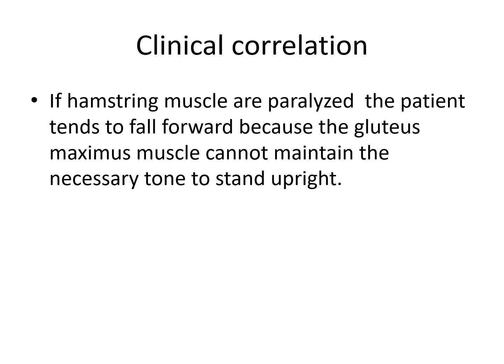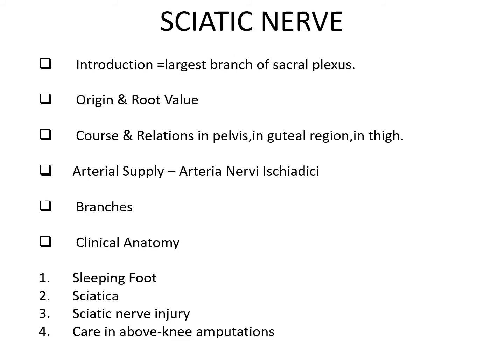So, clinical correlation: if the hamstring muscles are paralyzed, the patient tends to fall forward because the gluteus maximus muscles cannot maintain the necessary tone to stand in an upright position. Because what is the action of gluteus maximus? They are the chief extensor of the hip joint. If the chief extensor of the hip joint is paralyzed, the patient tends to fall forward because the gluteus maximus muscles cannot maintain the necessary tone.